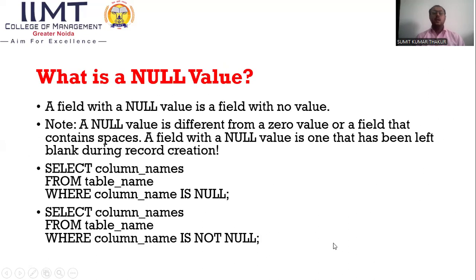Now, what is a null value? We often see in the database where we mention 0 or nothing. A field with a null value is a field with no value. Here you have to note a point. A null value is different from a 0 value. That means a 0 is not considered a null value, or a field that contains spaces. Often when we mention spaces, it does not mean a null value. A field with a null value is one that has been left blank during record creation. When you are creating a record, when you are entering the data, you have left blank a particular field or that particular record, and that is known as a null value.